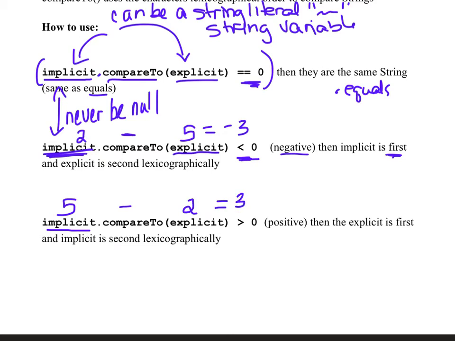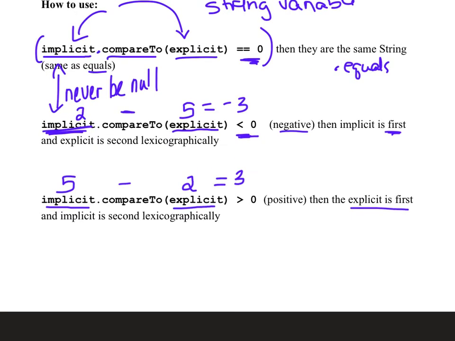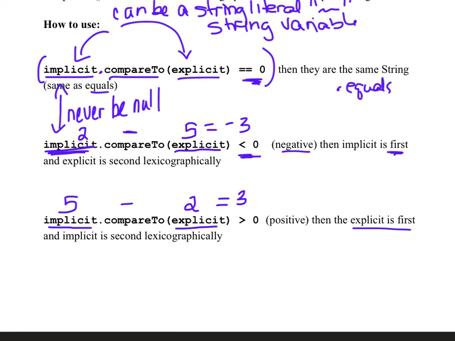I'm just picking numbers as an example. So what this says is that the explicit parameter was first lexicographically. Okay, so that's how compareTo works, and that's how we're able to determine what our conditions are going to be.